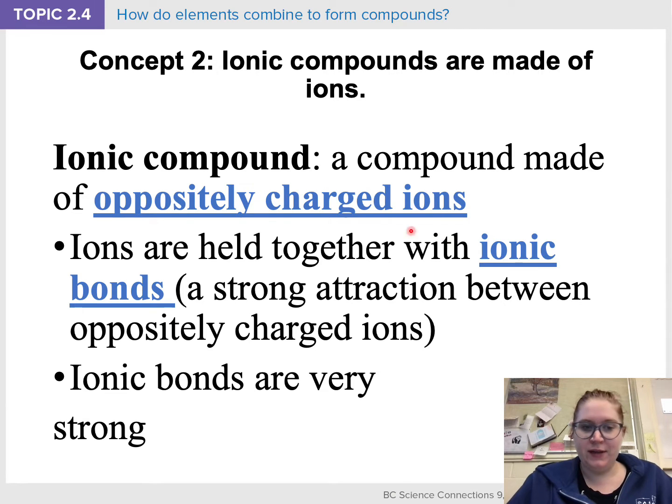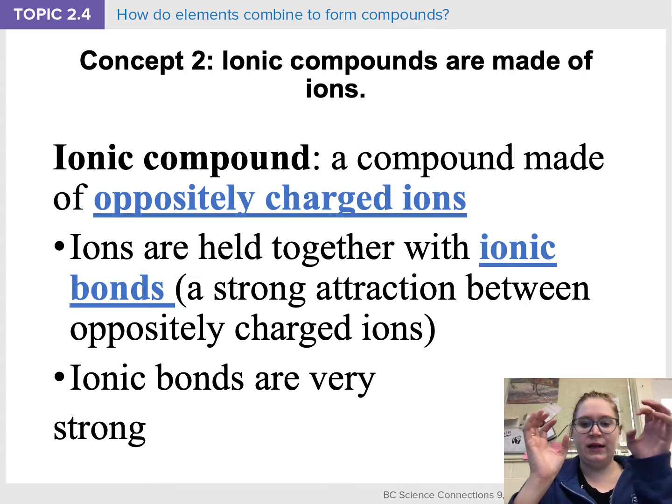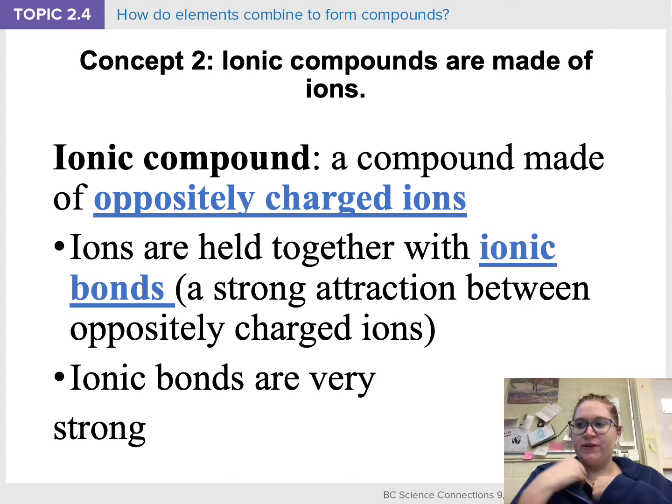So like the name suggests, ions are a key feature of ionic compounds. They're held together with ionic bonds, which is a strong attraction between oppositely charged ions. So just like magnets, if you have the positive end of a magnet and the negative end, they are attracted, opposites attract. Same with ions. The positive ion and the negative ion are going to be attracted together. And ionic bonds are very strong, hard to break.